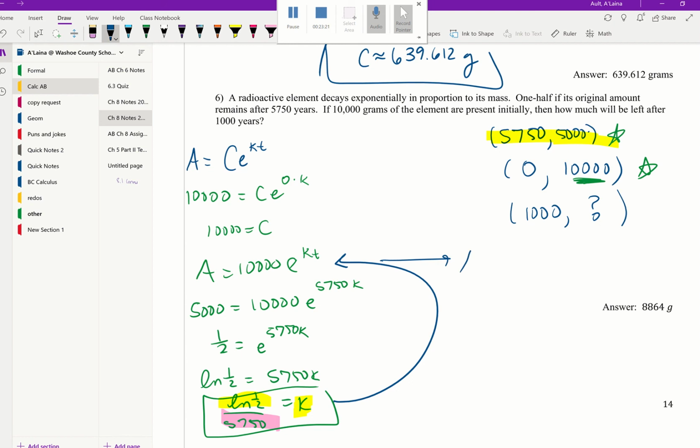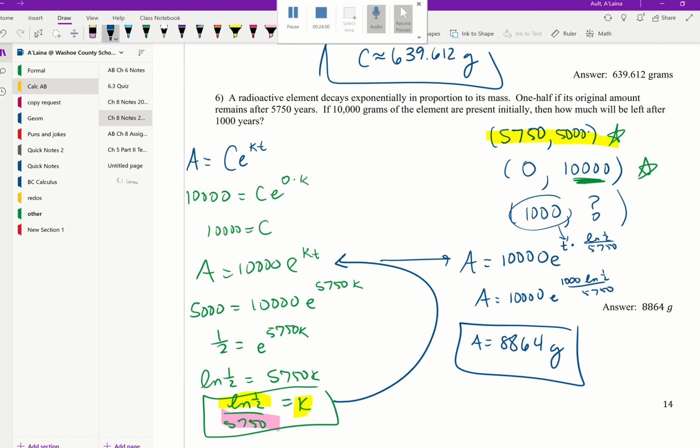So my amount is equal to 10,000 times e to the power of, I'll put the T in the front, times the constant of natural log of 1/2 divided by 5,750. And now I'm going to use T as 1,000. So the amount remaining is 10,000 times e to the power of 1,000 times the natural log of 1/2 divided by 5,750. Be careful inputting it, but at this point you just type and you get 8,864 grams. And that is the end of our lesson.